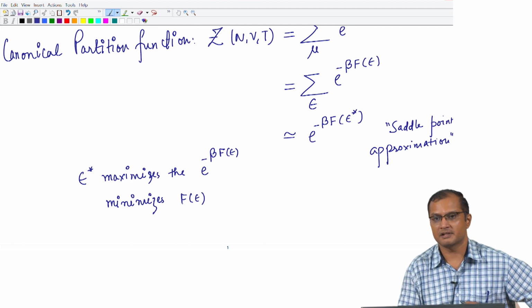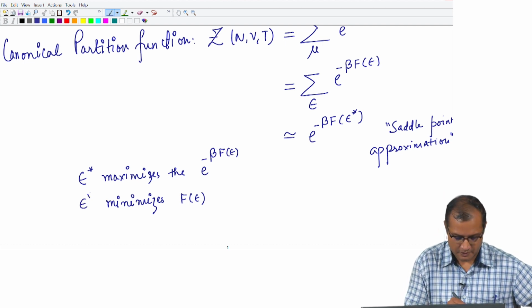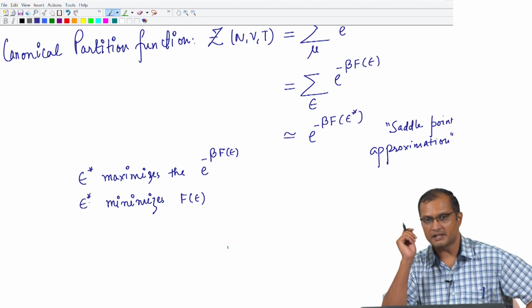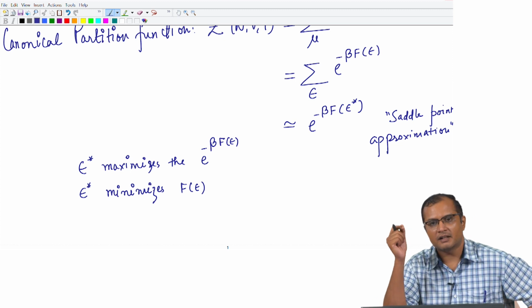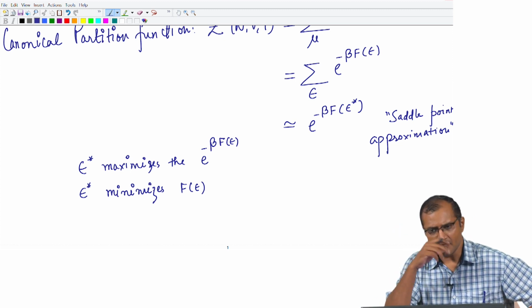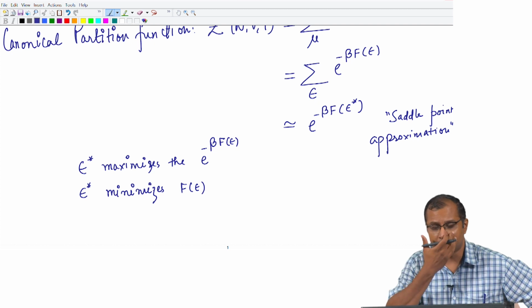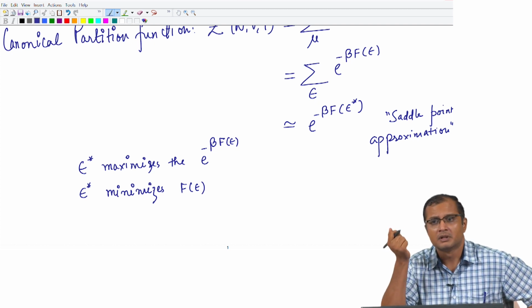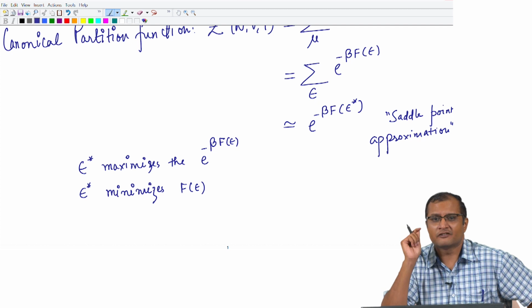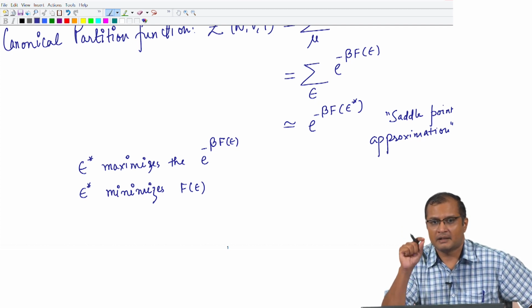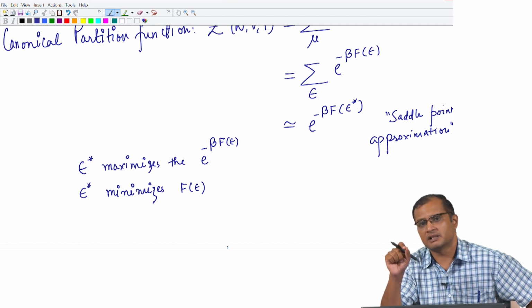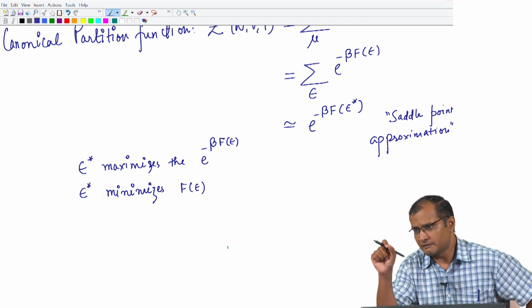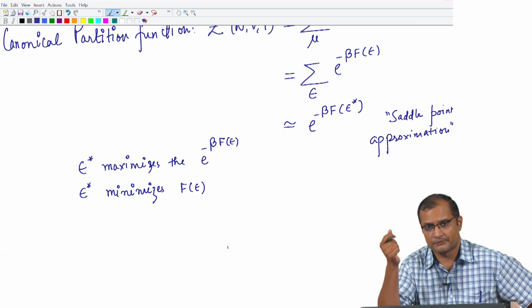Okay. So, E star is a maximum of e to the power minus beta f, but it is the minimum of the free energy. So, conceptually this means that if you leave a system connected to a heat bath, allowed to equilibrate, the state of equilibrium would be the state of minimum free energy. The natural evolution of a system is to continue evolving and exchange energy with the thermostat, so that the thermodynamic value of E, which is E star, actually minimizes the free energy of the system.